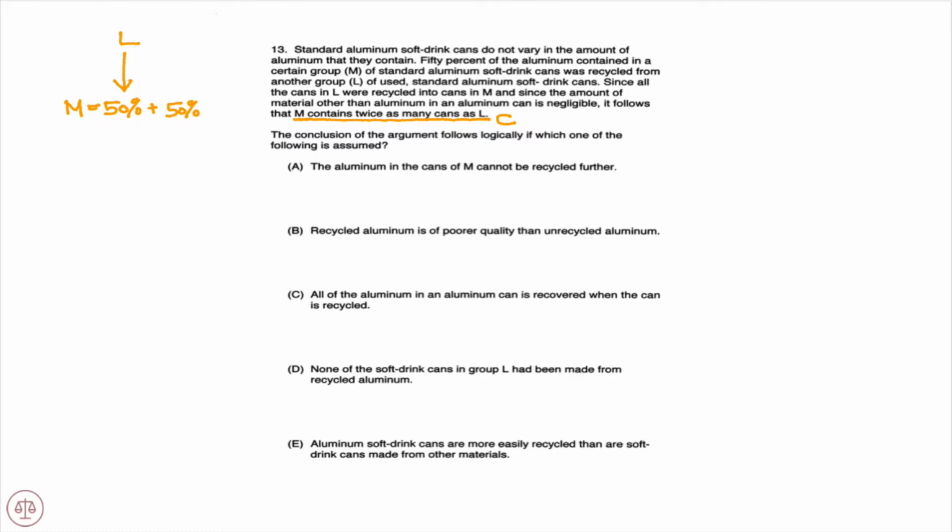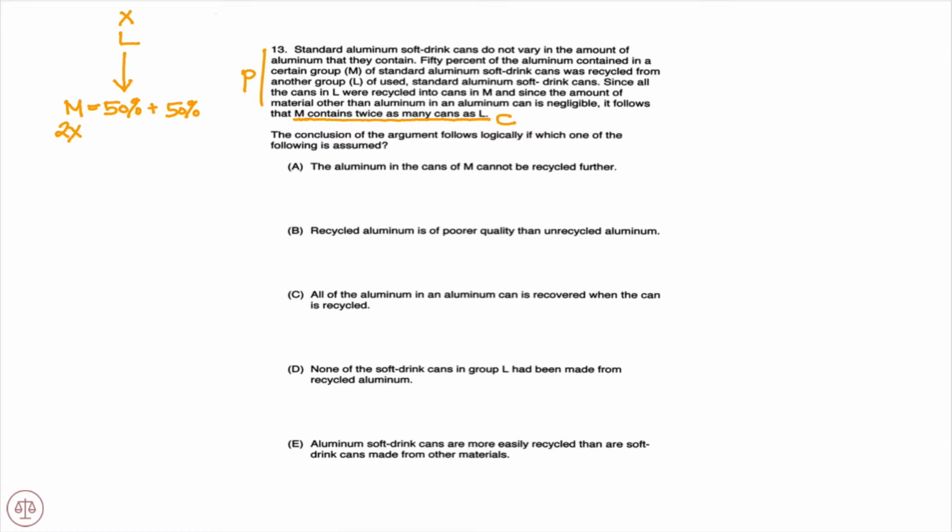But now they're telling us that M is twice as many cans as L. So imagine L is X, then M has 2X in amount of cans. Now that we have a clear understanding of this passage, these would be the premises for the conclusion that M contains twice as many cans as L. You notice that this is flawed logic. This argument doesn't make any sense. The premise does not support this conclusion.